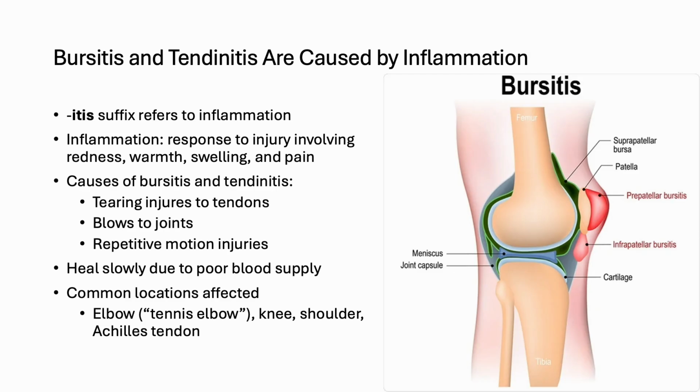Symptoms include localized pain, warmth and swelling, and restricted motion. The common sites include the shoulder, elbow, knee, and Achilles tendon. For example, tennis elbow is a form of tendinitis resulting from repetitive strain on the forearm muscles and tendons. Because of limited blood supply, healing of the tendons and bursa is slow, and rest combined with anti-inflammatory treatment is often required. Chronic cases may lead to tissue degeneration or rupture, further limiting mobility and function.